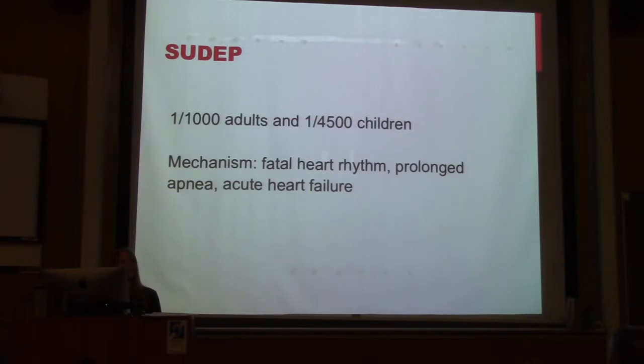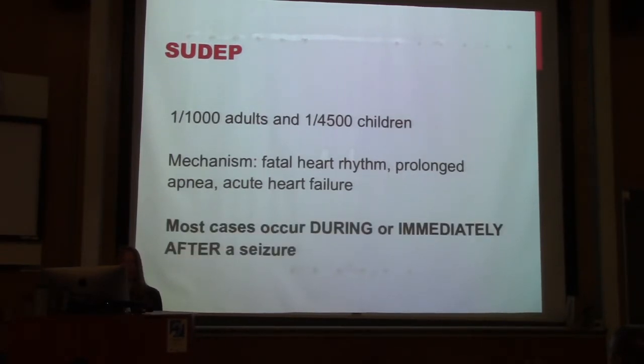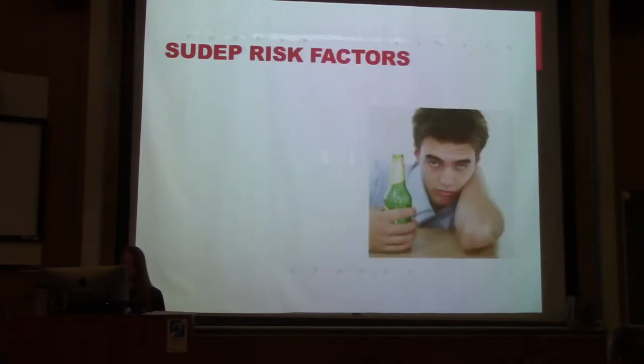The mechanism is not entirely clear. Most theories are that it's a fatal heart rhythm, and that mostly comes from research of individuals with fully controlled epilepsy being monitored, sort of catching them surviving these fatal cardiac arrhythmias. Other potential mechanisms are prolonged apnea or acute heart failure. But most importantly, most cases occur during or immediately after the individual has a seizure. So this is a time where we are often seeing these patients in our ER, and something we might be able to catch.